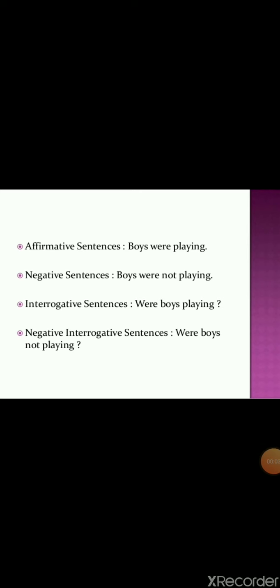Affirmative form: Boys were playing. Boys, plural, so we need to add were. Playing: play is the base form, with the addition of ing. Sentence completed. Negative sentence: Boys were not playing. Interrogative sentence: Were boys playing? Were is the helping verb, and we bring it out front to create the interrogative structure. Negative interrogative structure: Were boys not playing, with the question mark. So these are the structures of different types of sentences in the past continuous aspect.